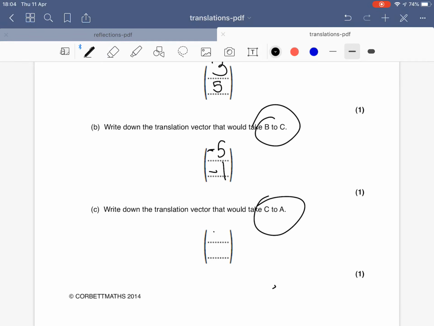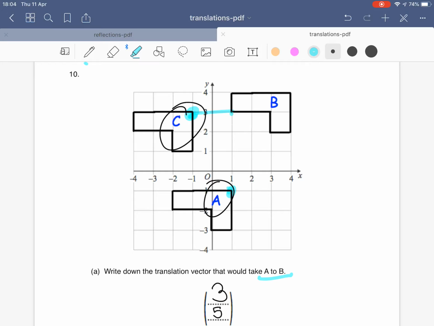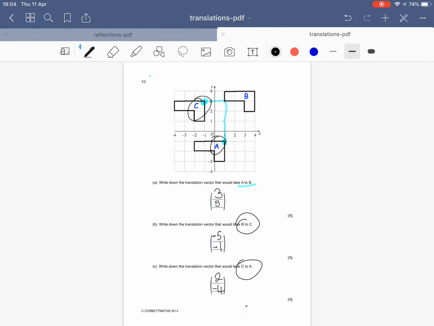So the top number is 2. 2 to the right. And let's see how far it comes down. So it's coming down. So we know negative 1, 2, 3, 4. So it's coming down by 4. So I know that's -4.